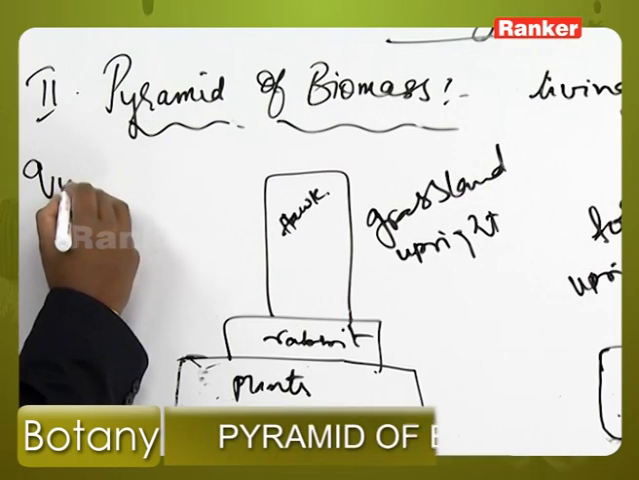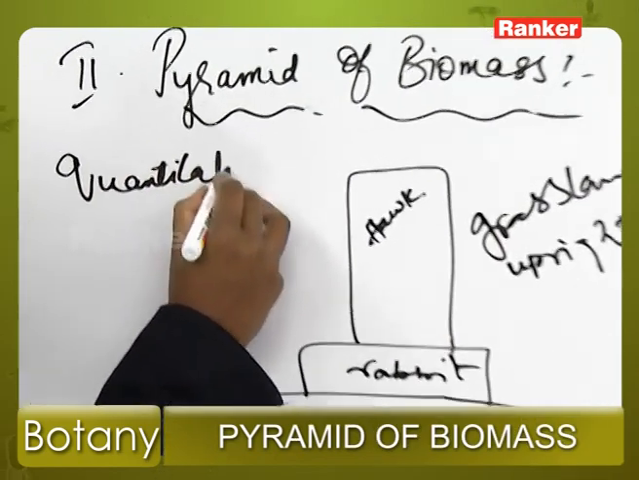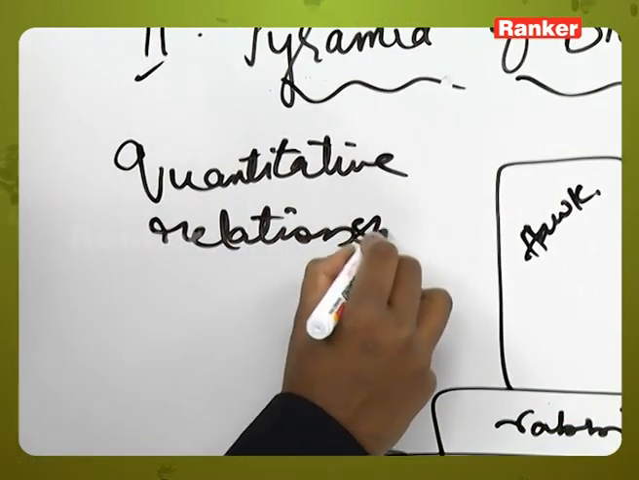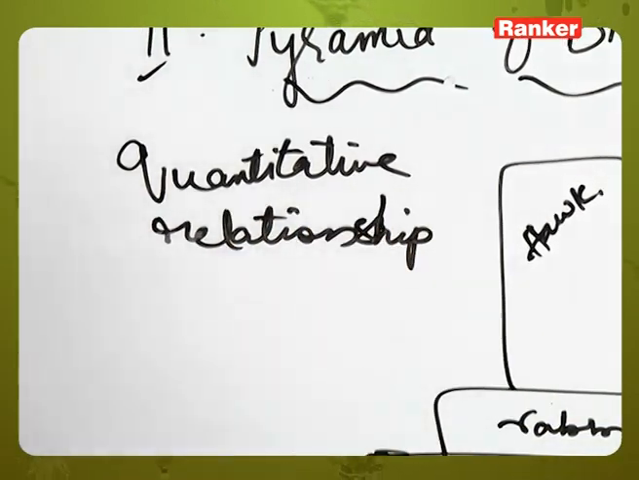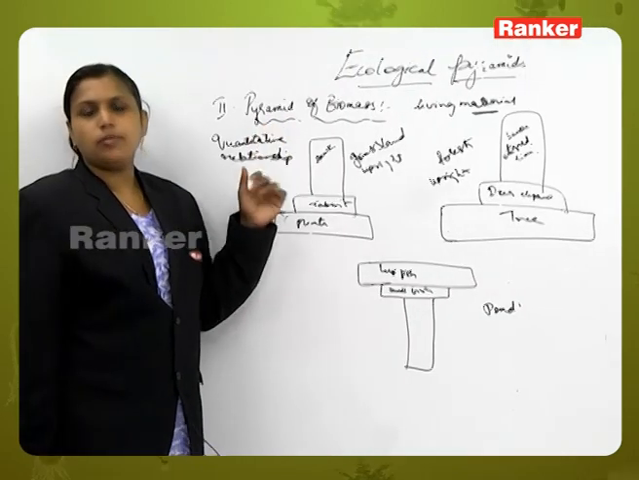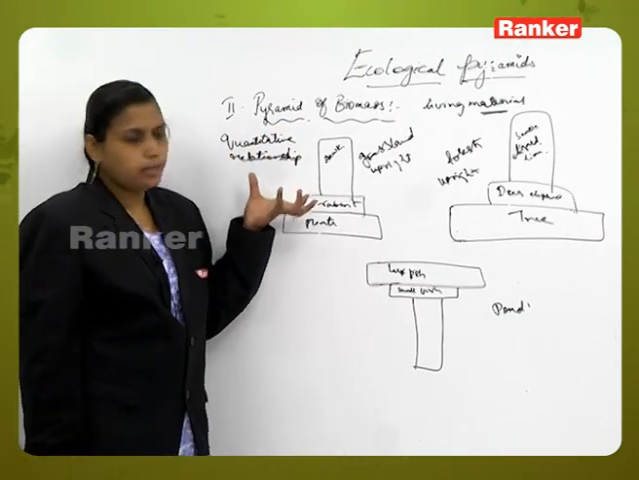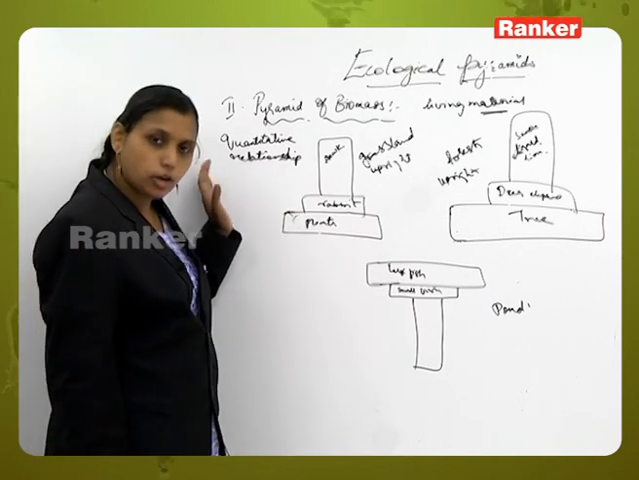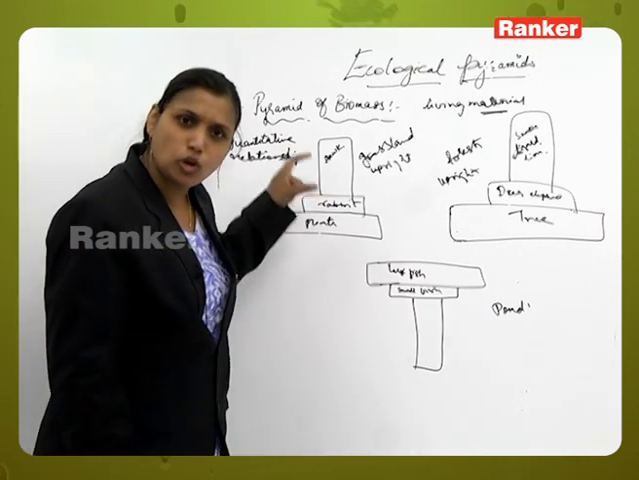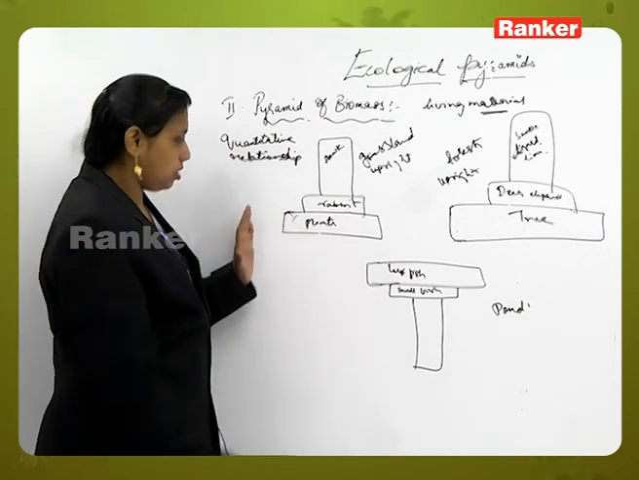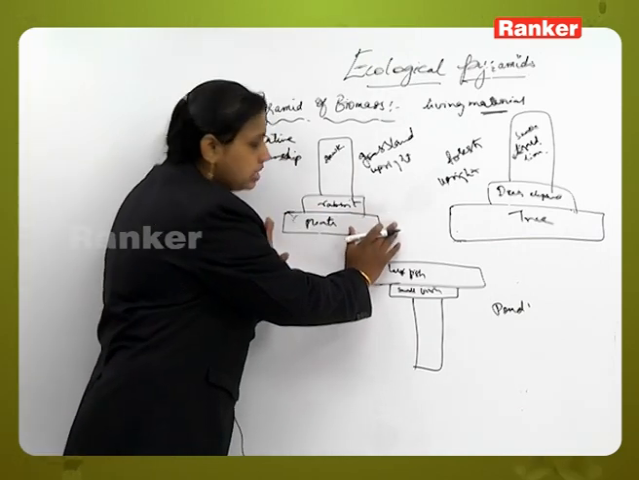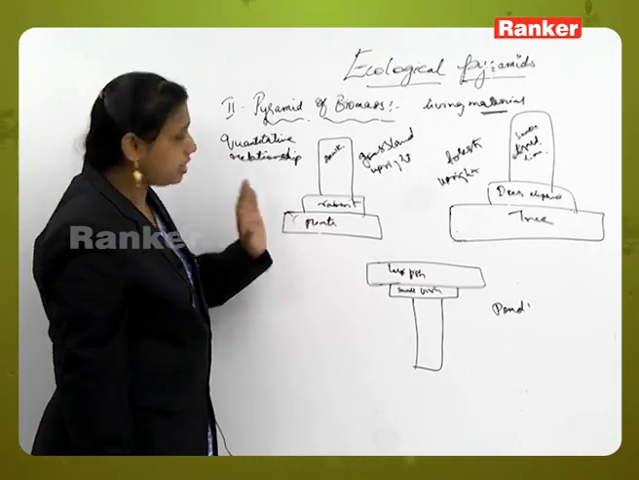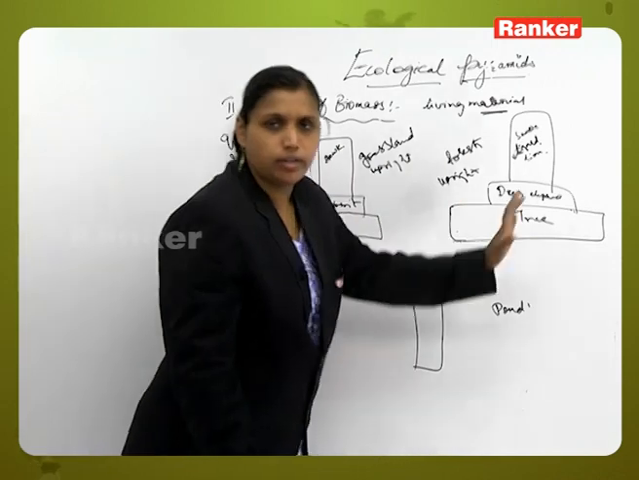It will show the quantitative relationship of the amount of biomass which is present at the different trophic levels in an ecosystem. What is the amount of living material present in the producer level, the consumer level and the tertiary and decomposer levels? So it also varies in different ecosystems.